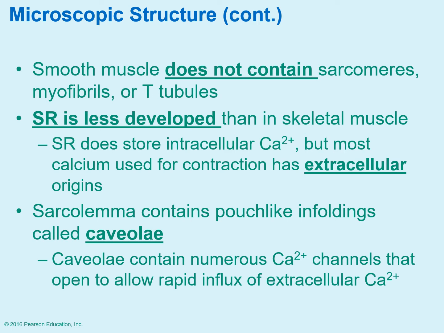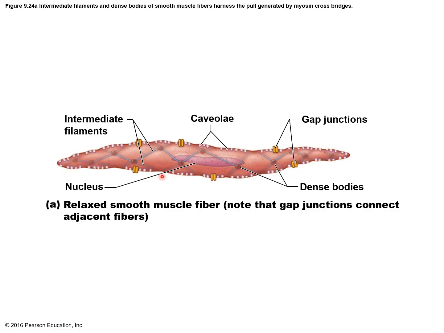The smooth muscle also does not contain sarcomeres, myofibrils, or T-tubules. The sarcoplasmic reticulum is much less developed. The sarcoplasmic reticulum does store intracellular calcium, but most of the calcium that is going to be needed for contraction to occur is going to come extracellularly. So you're going to have these little infoldings called caveolae. They are going to contain calcium channels. So you're going to have an influx of calcium coming in. So right here are these little channels.